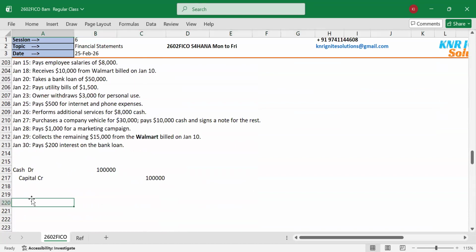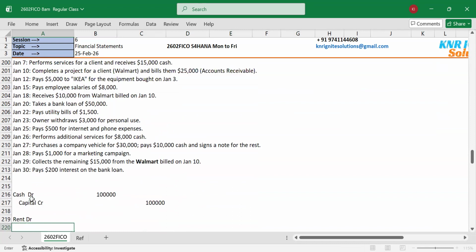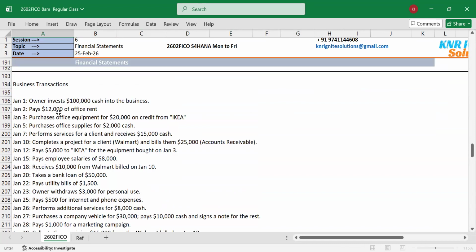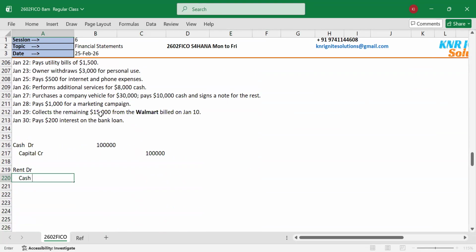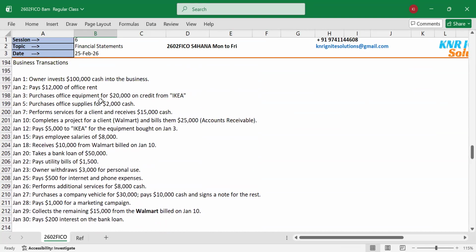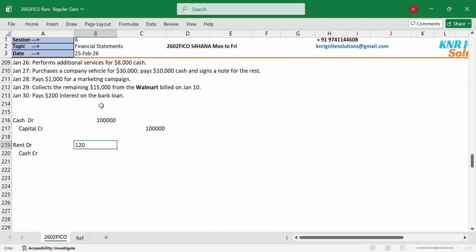Now, what I would say: rent to debit, and as we are paying in cash, I would say pays 12,000 of office rent. It is not specified whether it is a bank or whatever, so if it is not specified, we consider it as cash. Cash credit, because cash is going out here. It is $12,000.